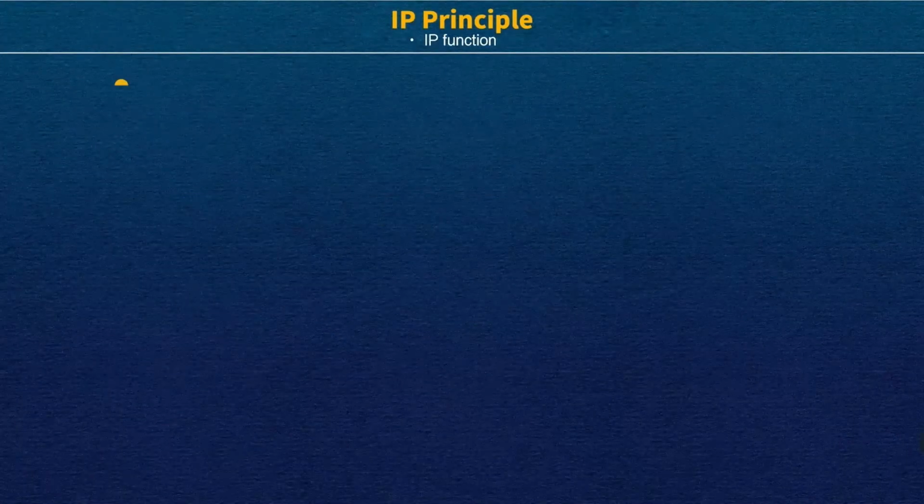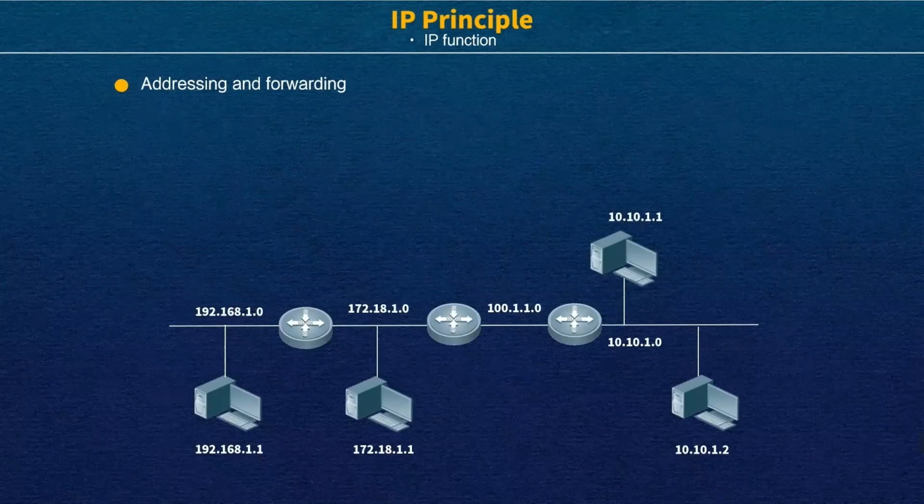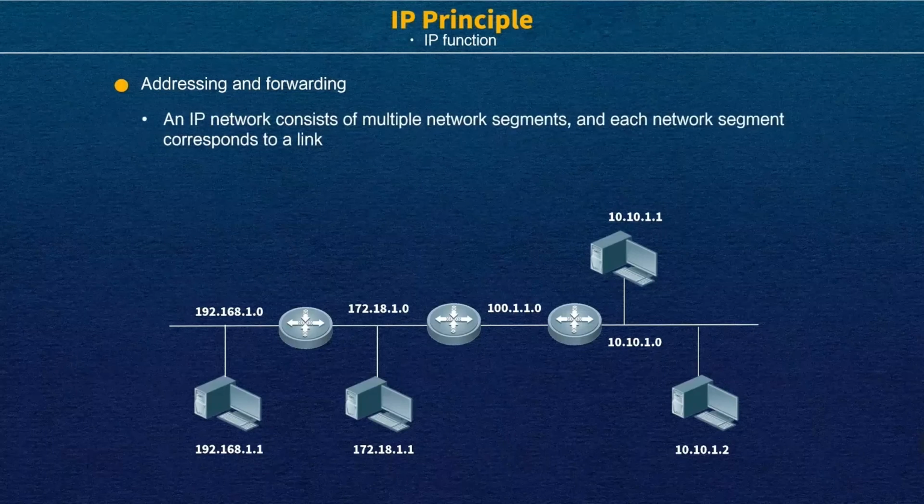And about the second function of the IP, we provide the addressing and forwarding function. So what does this mean? Also, there is a topology, right? We usually use a router or layer 3 switch to connect different network segments. And first, an IP network consists of multiple network segments. For example, the first segment is 192.168.10 and the middle one is 172.18.10. So these we call different network segments, and we will use a router to connect them with each other.